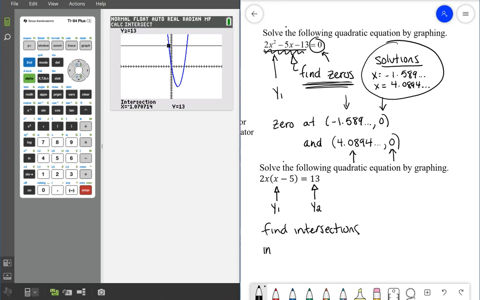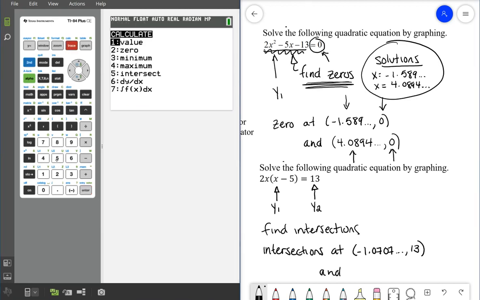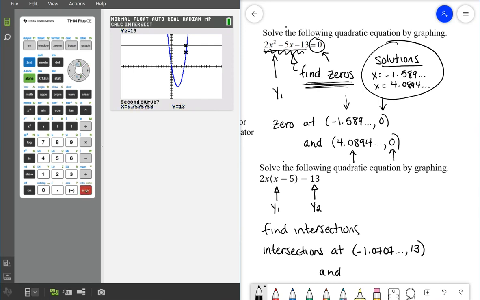So we have an intersection at negative 1.0707 and 13. And my second intersection will be at 6.0707 and 13. So what you're solving for here is you're still finding the values of x. When this value of x is input into the equation, we get it equaling 13. Slightly different than what we were doing before. Overall, notice that the y value doesn't really matter so much. It just tells you what the other side of your equation is equal to. Essentially, what we really care about is x, because that's our input. When I input this x value, I get an output of 13.